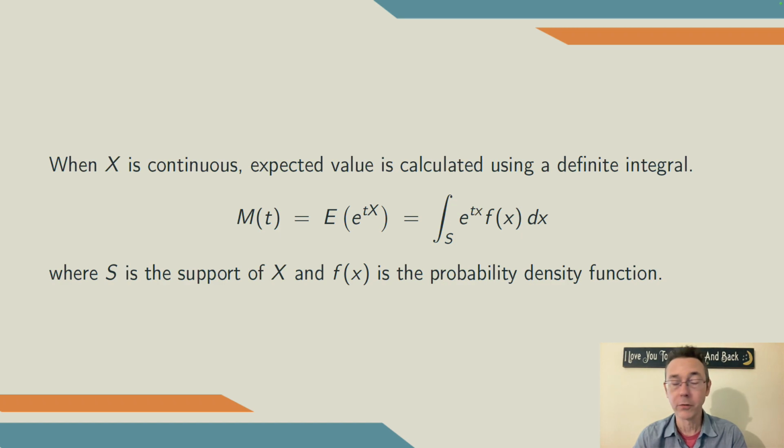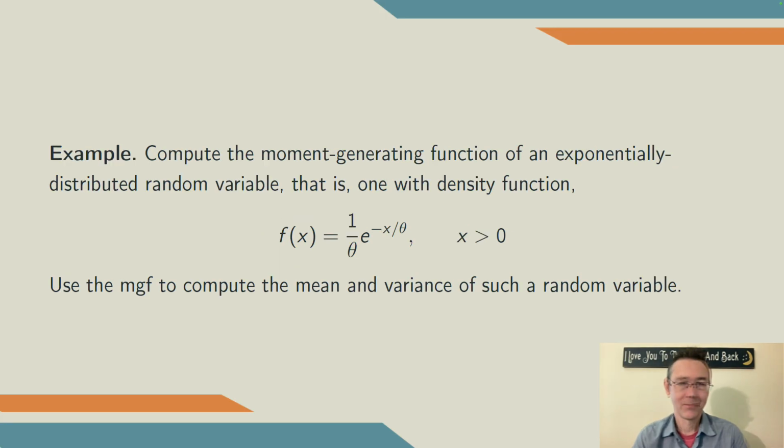So we're integrating over the support of the random variable x, call that support s, and then we integrate e to the tx times f of x dx, where f of x is the probability density function, the PDF of that random variable. Let's jump right in with an example.